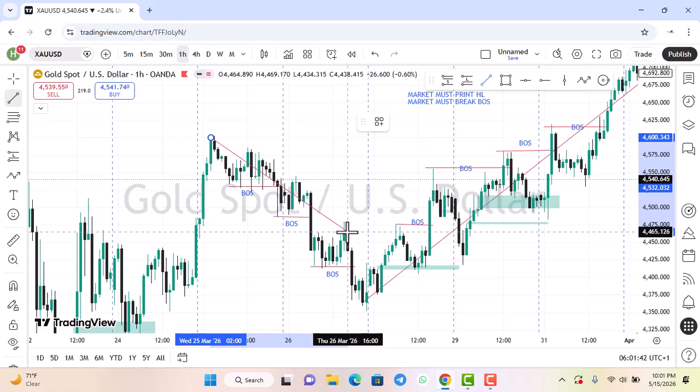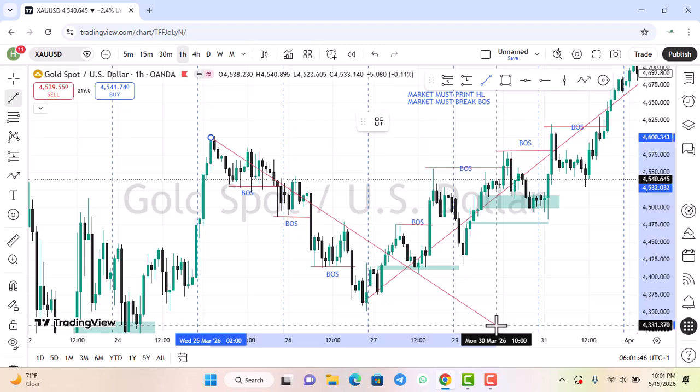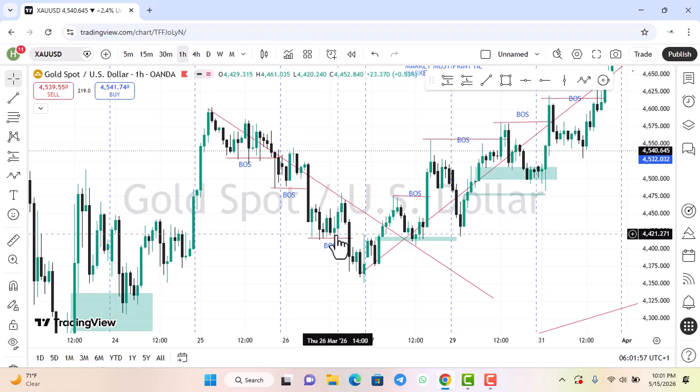Then I'll draw my trend line like this, focusing on the body. Now the next thing is I wait for market to give me another lower high, then lower low. Now market gets to here.